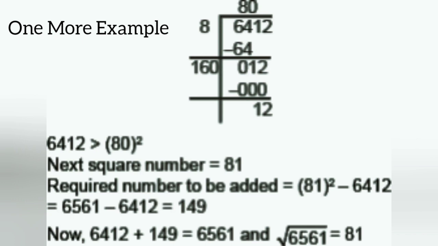Now let us find the square root. So we will add 149 to our number and we will get 6561. So as we can see, 81 is the square root of 6561. Clear? And in this way we will solve this question. Now try to solve this question by yourself. We will learn more in our next video.